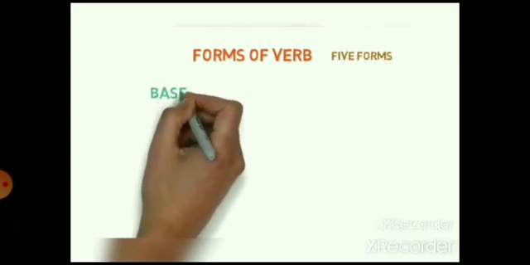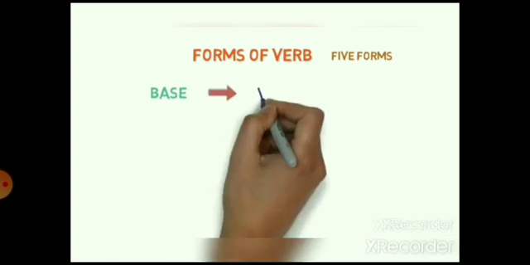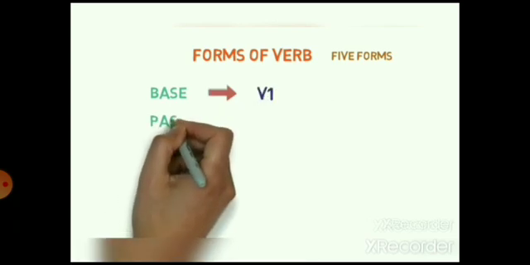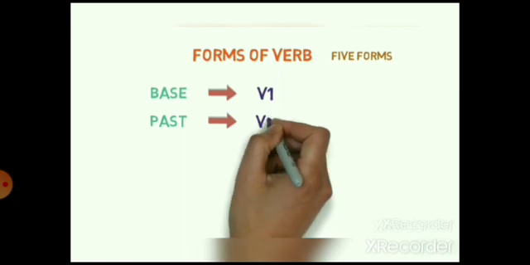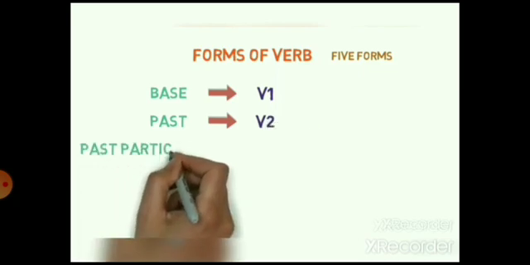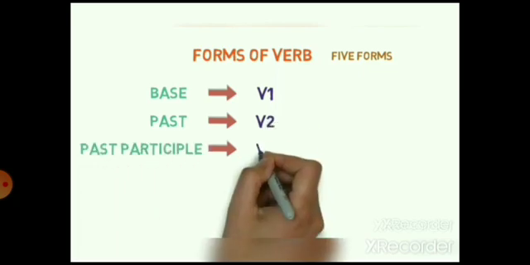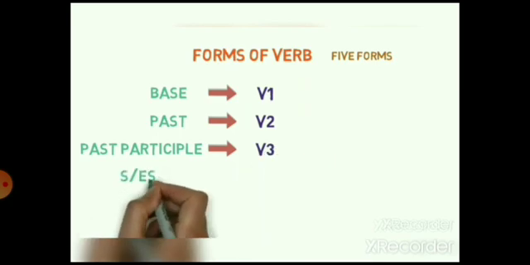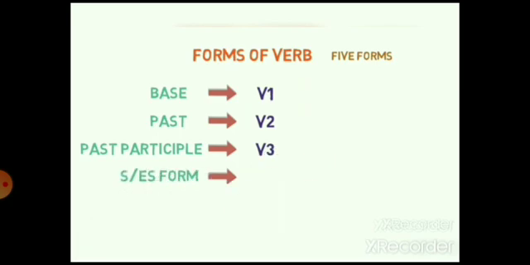Verbs are mainly divided into five forms, which are base form, which we will denote as B1, past form, which we will denote as B2, past participle, which we will denote as B3, S or ES form, which we will denote as verb S or ES, and ing form, which we will denote as B ing.